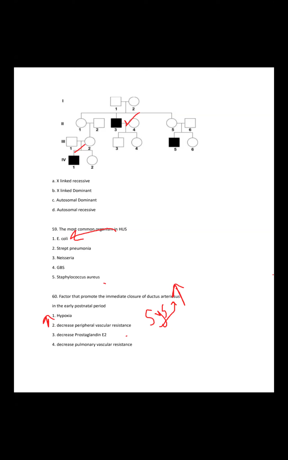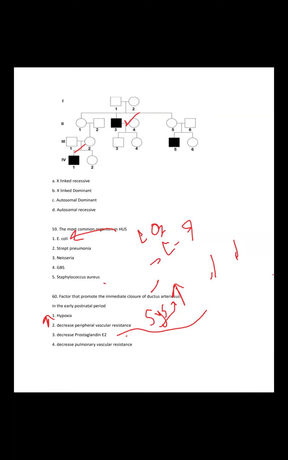Why is your duct open? Your duct is open because of the low oxygen, the first factor. The second factor, prostaglandins are produced by the placenta. So when you want to keep the duct open, what are you going to do? You again give the prostaglandins.